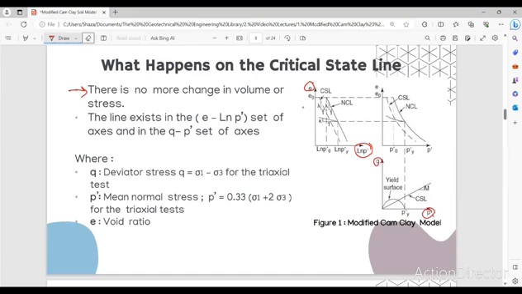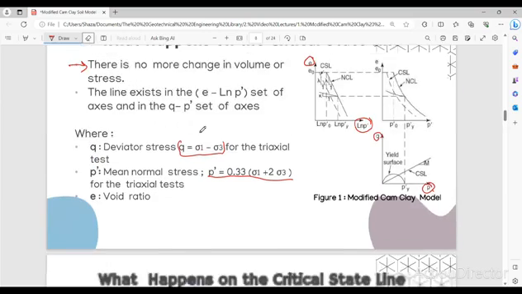What do we mean by q? q is the deviator stress, and it is calculated as sigma 1 minus sigma 3 in case of triaxial tests. p prime is the mean normal stress, and it is calculated as 0.33 times (sigma 1 plus 2 sigma 3), also for triaxial tests. And as we said before, e is the void ratio.